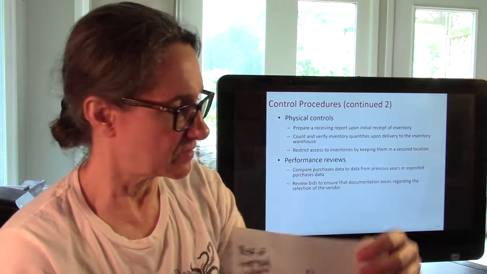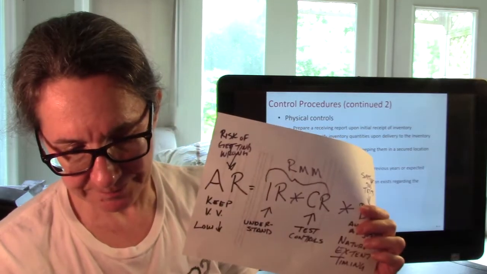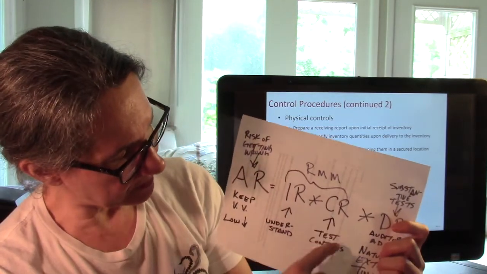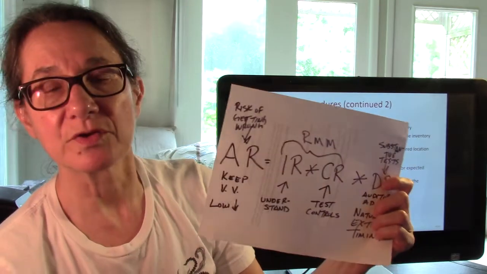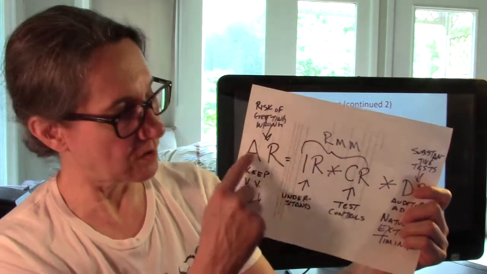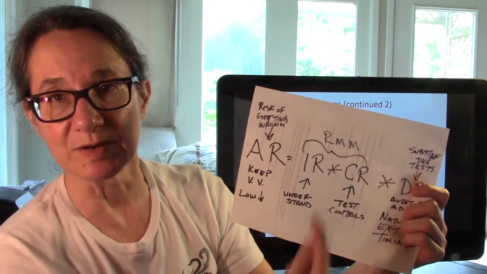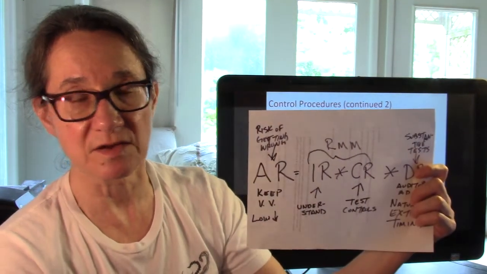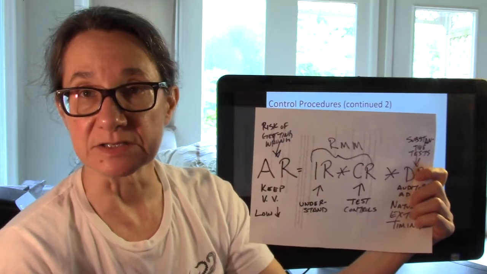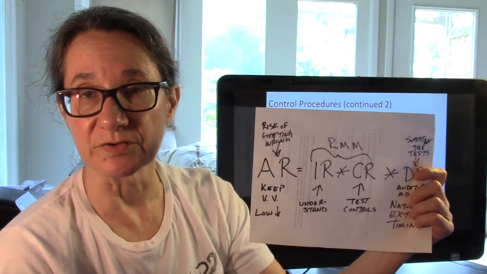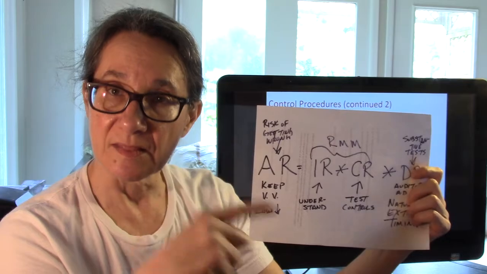All right, so when we come back, we're going to talk about testing these controls. So we've gotten so far, we've talked about inherent risk, we've talked about what controls should be in place to control the inherent risk, and now we're going to talk about testing those controls, because that's what we as auditors do. We understand, then we test.